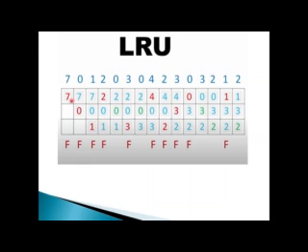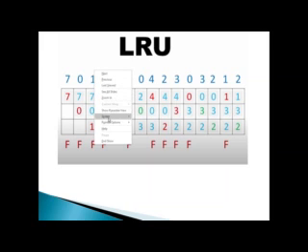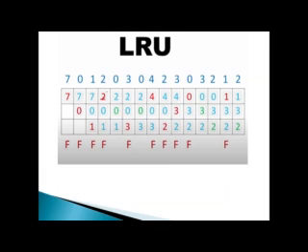Since there is space, we can enter 0 here: 7, then 0. Then we enter 1: 7, 0, 1. This is also a page fault, because the page the program requests is not available in the RAM. Now the frames are full, so there is no place. We have to remove a page using the LRU concept. We check from right to left which one was least recently used. 7 is the least recently used one, so we replace 7 and insert 2.